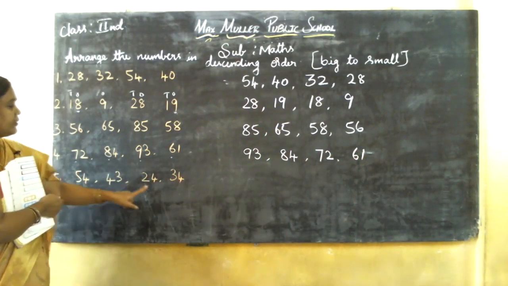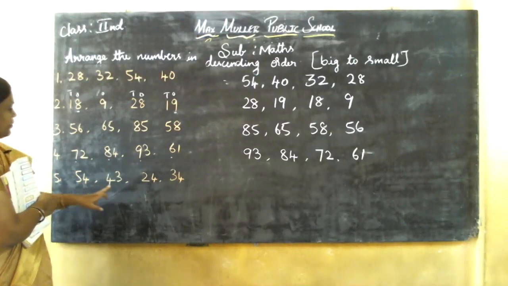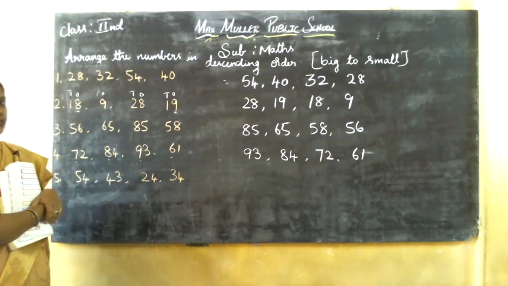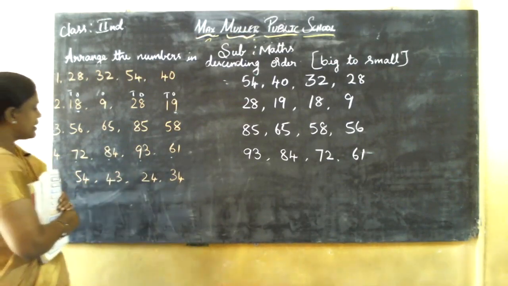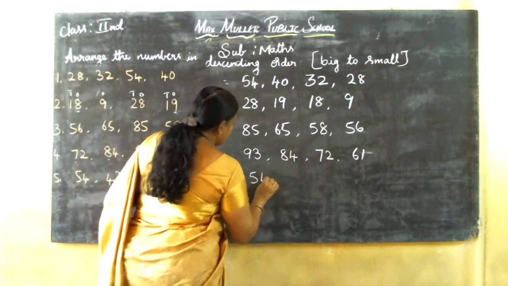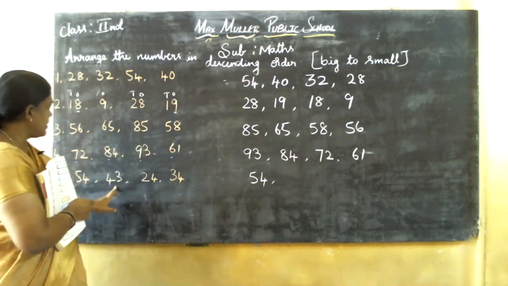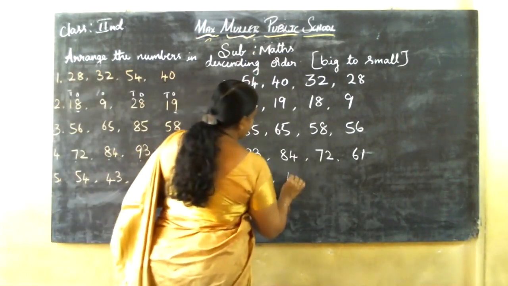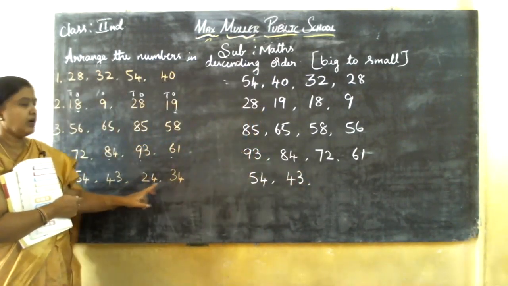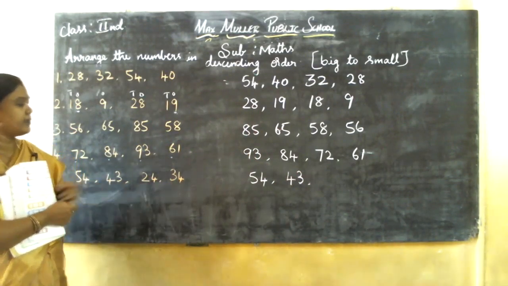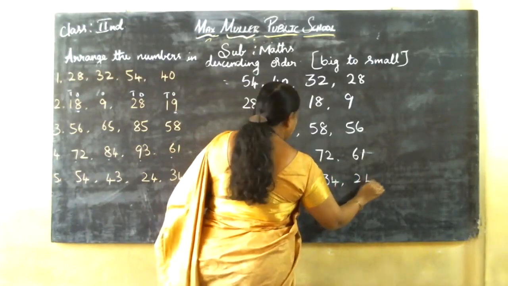54, 43, 24, 34. The tens numbers are 5, 4, 2, 3. Which one is bigger here? 54 is the big number. 54, and after that 4, 2, 3. 4 is the big number, so 43. Here 24, 34: 2 or 3. Which one is bigger? 3 is the big number. So 34, and after that you write 24.